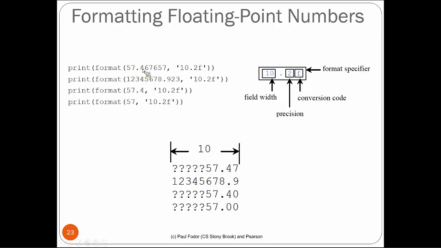So in our case, if we wanted to print in the first row 57.46, it also rounds it to 57.47 and precedes it with spaces. The question mark stands for spaces. And all of the other examples follow the same conventions.